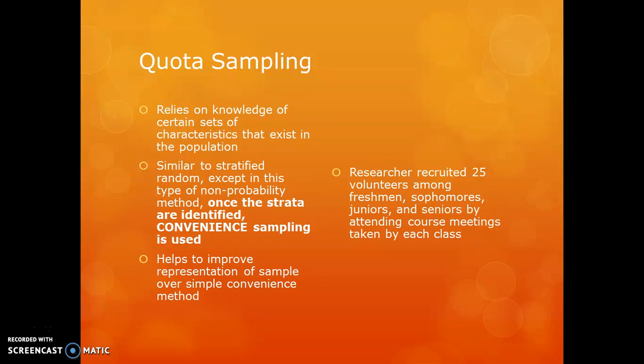Researchers recruited 25 volunteers from freshmen, sophomores, juniors, and seniors by attending course meetings taken by each class. So they would go to a class of all freshmen. They would get 25 freshmen. They would go to classes that only had sophomores. They would recruit 25 sophomores. A class of juniors, a class of seniors, get 25 people from within each of those. Convenience sampling once we identify the strata.